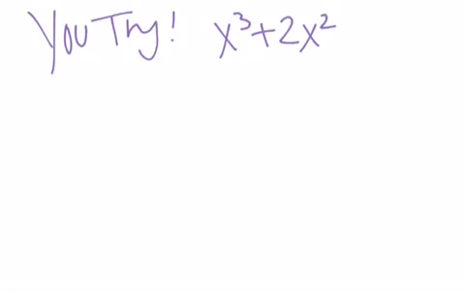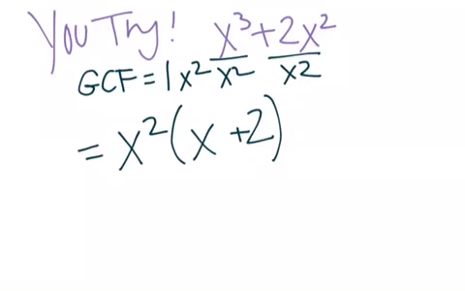x cubed plus 2x squared. First thing, find the GCF, then divide the GCF by each term in the polynomial. Then put your quotient in the parentheses, put your GCF on the outside. Hit play when you're ready to find the answer. So my final answer here was x squared in parentheses x plus 2.